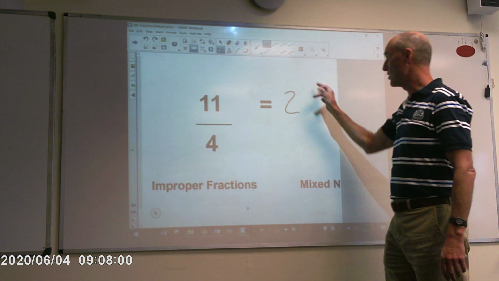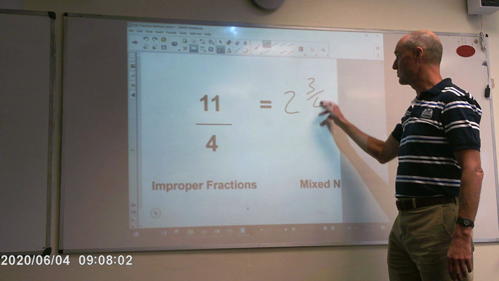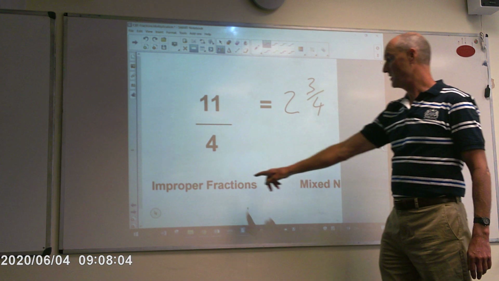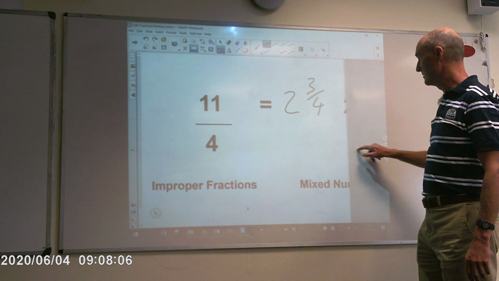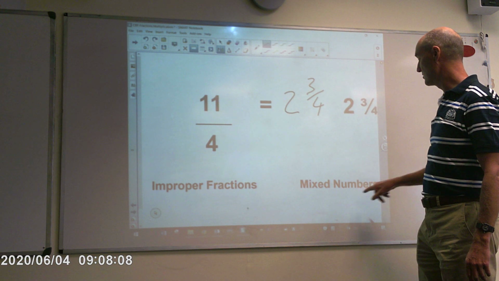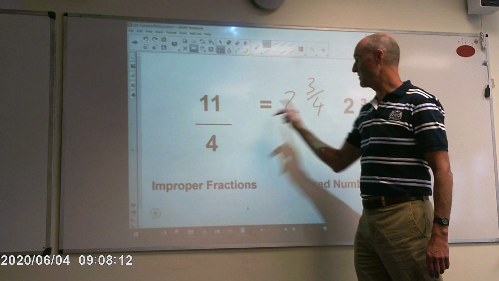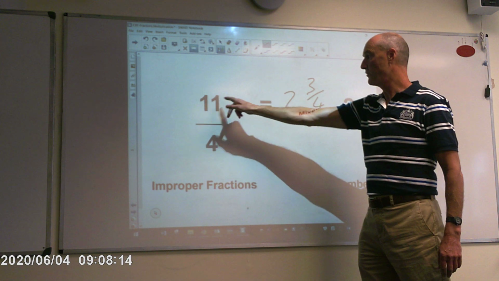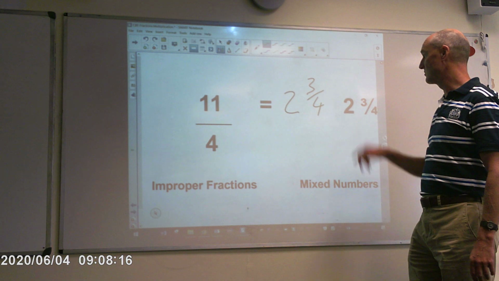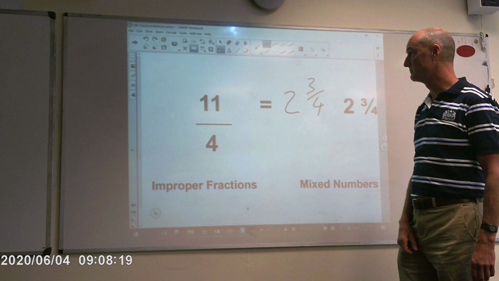And you've still got 3/4 left. An improper fraction has been converted into a mixed number. Okay, 4 goes into 11, 2 whole times, still 3/4 left. 2 3/4 is your answer.